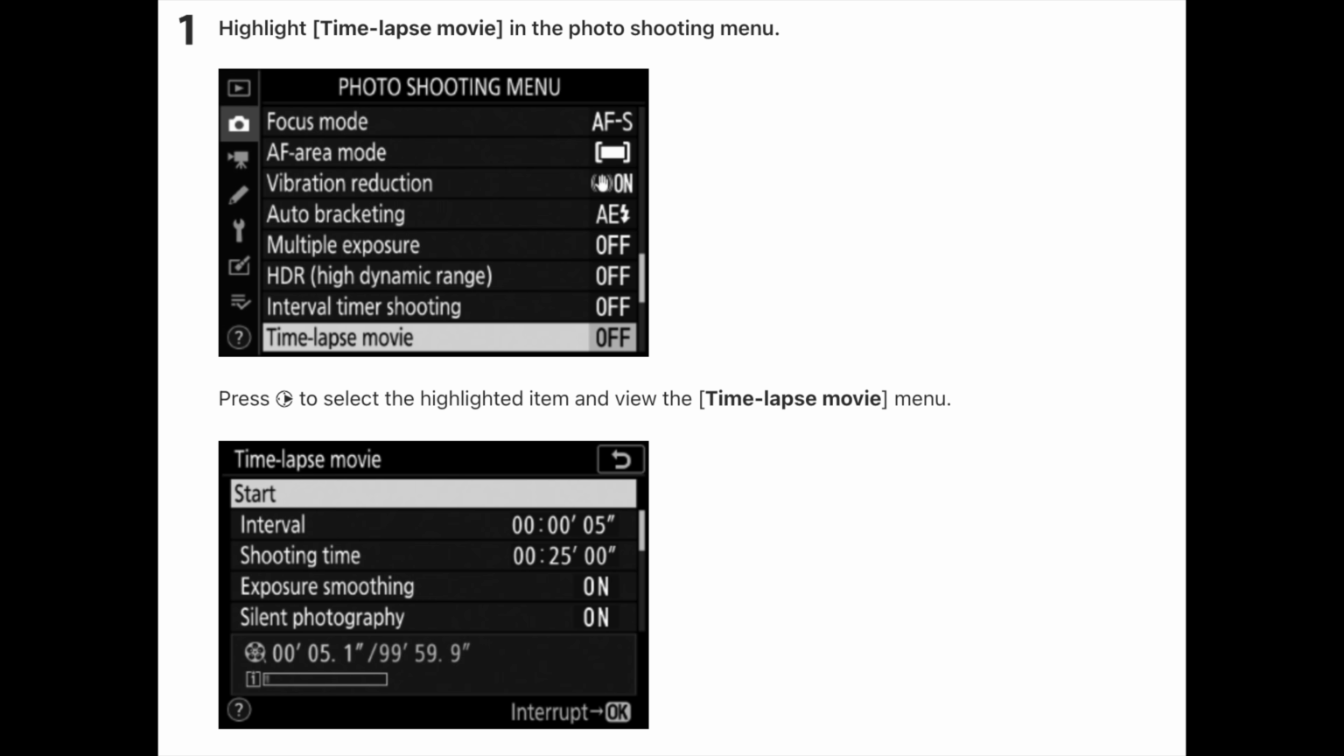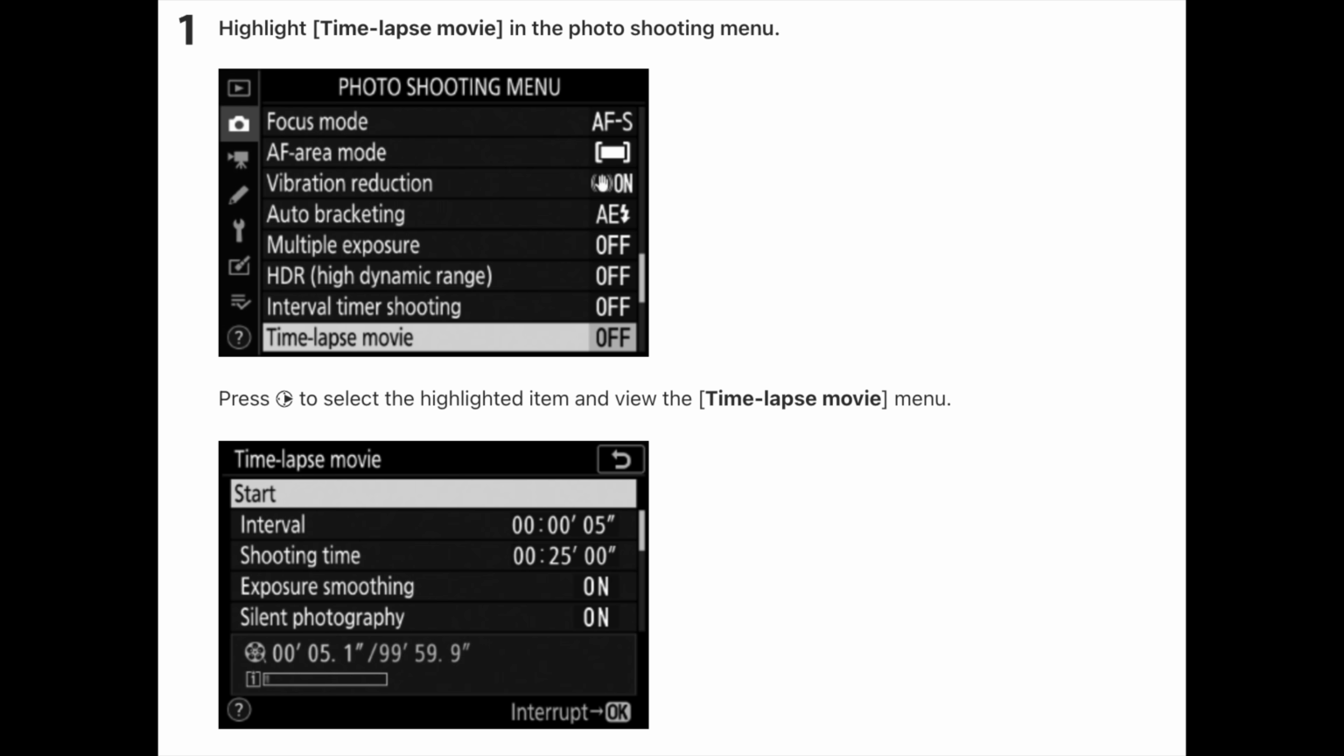So first thing you're going to do is go into your menu. You're going to go down to the photo shooting menu and scroll all the way down. It's near the bottom, and you're going to look for the setting called time-lapse movie. Then you're going to select this and it's going to show you a whole bunch of settings, and we're just going to run through them. I'm going to show you how to set them up optimally so you can get nice and smooth time lapses like I do in all of my videos.